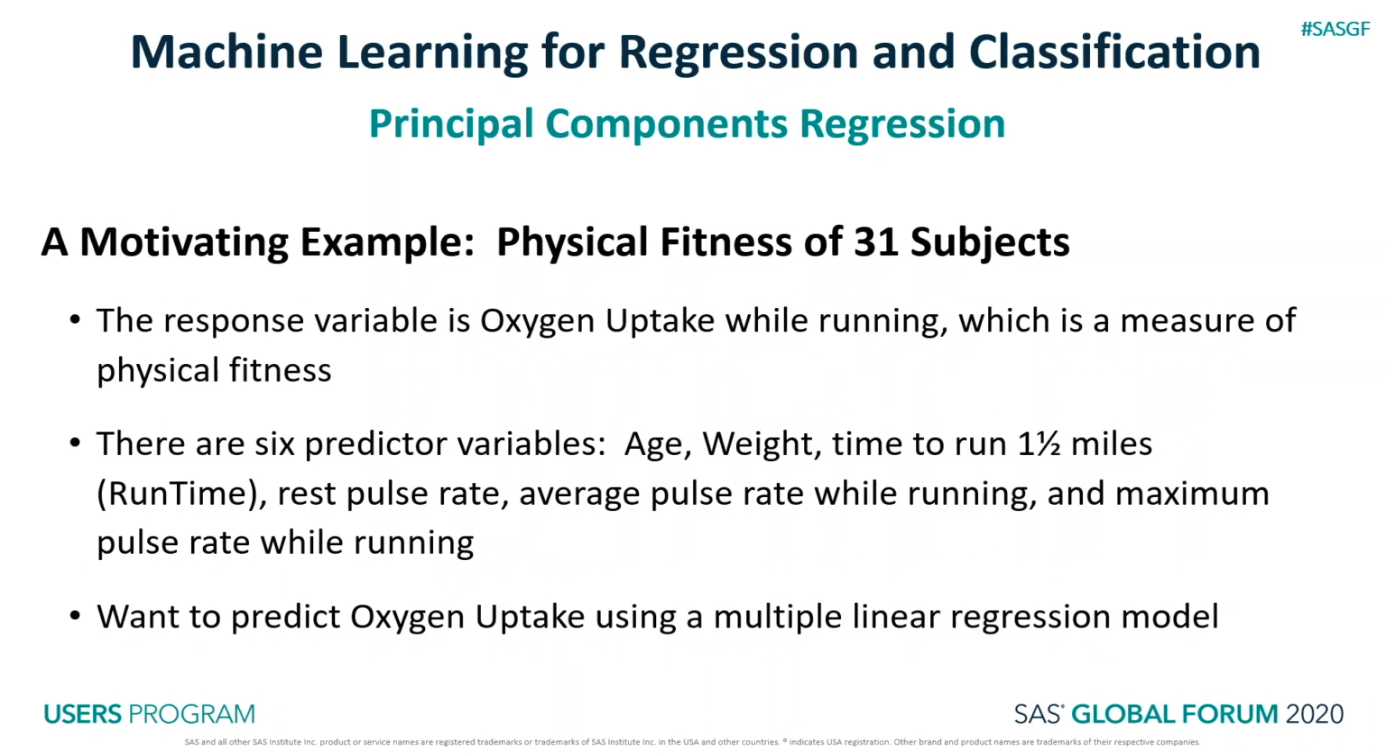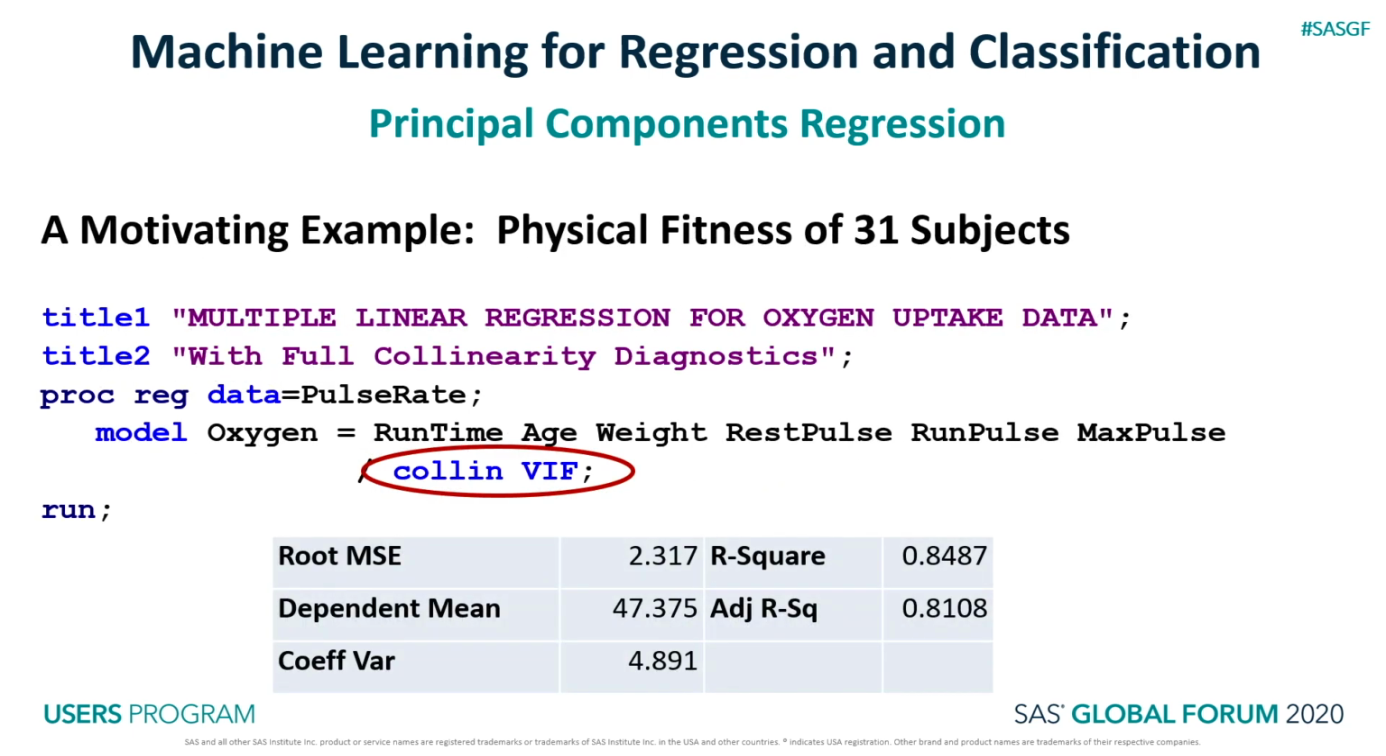So here's a motivating example for this kind of analysis. This concerns the physical fitness of 31 subjects, and it's a data set within SAS PROC REG. The response variable is oxygen uptake while running, which is a measure of physical fitness, and there are 6 predictor variables: the age and weight of the subjects, the time it takes them to run 1.5 miles, their rest pulse rate, average pulse rate while running, and maximum pulse rate while running. What we'd like to do is to predict the oxygen uptake using a multiple linear regression model.